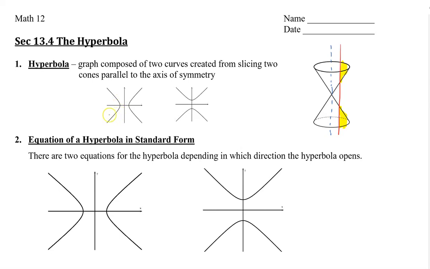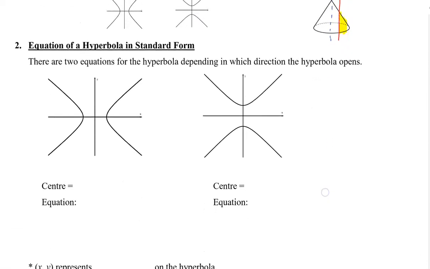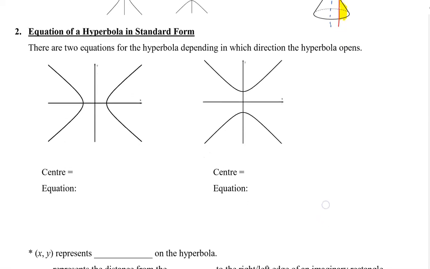So the hyperbola can open left and right, or it can open up and down. Now that depends on the equation. So we're going to take a look at this a little bit more closely. Taking a look at the one on the left, we can see that the center is going to be 0, 0. Now, the center isn't really part of the graph, but it's going to help us to draw the graph.